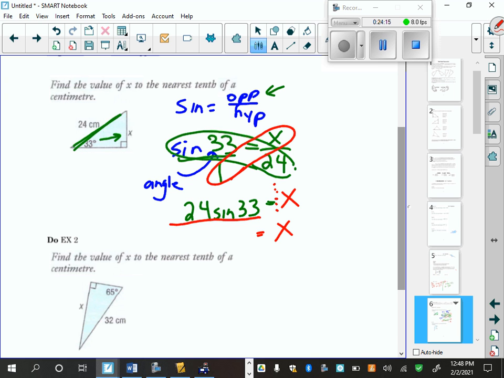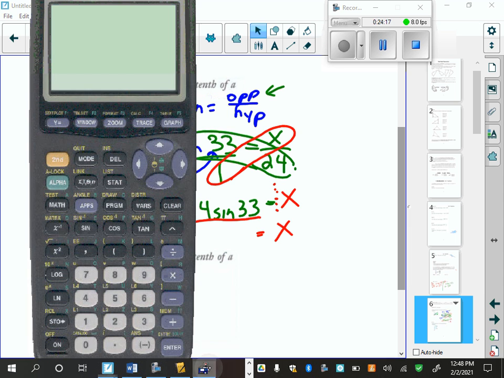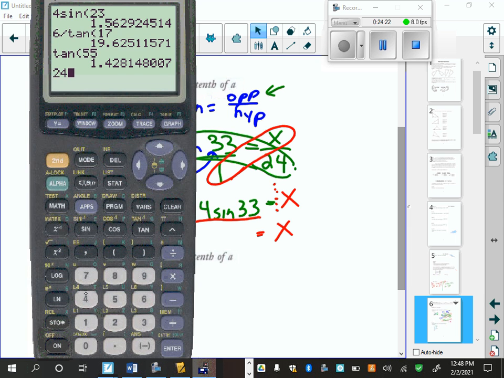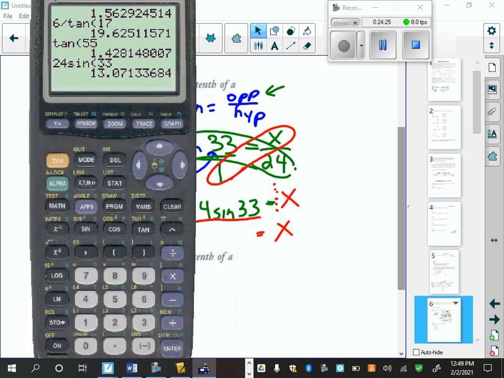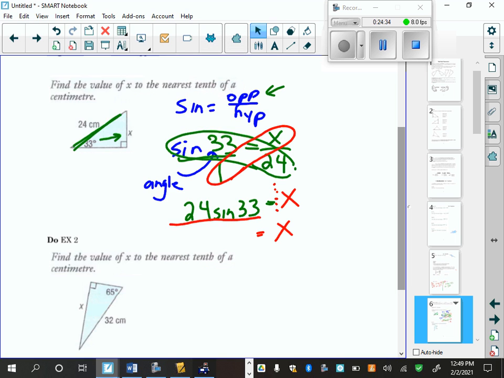Okay, what's 24 sine 33? Punch it in. There you go. 24 sine 33. And now you're going to round this because you're finding the side to the nearest tenth. Nearest one decimal. So is it 13.0 or 13.1? Okay. So write down 13.1. You have lost some marks here because you haven't put the units. These sides are measured in centimeters. You must put centimeters. You don't want to do all this work and lose a half a mark.